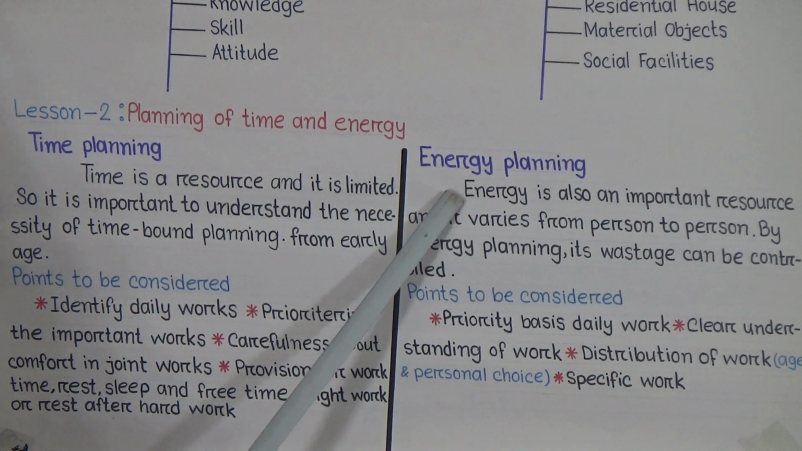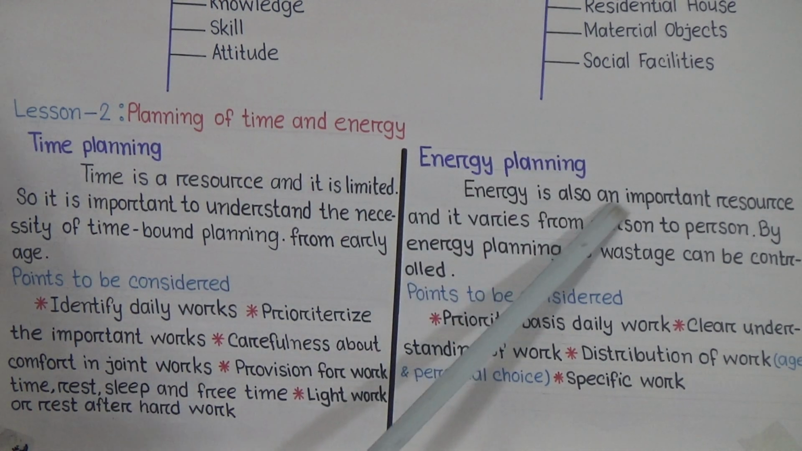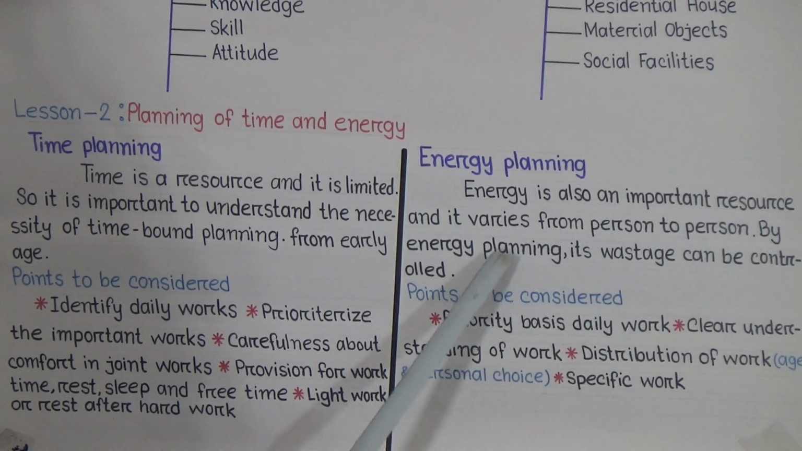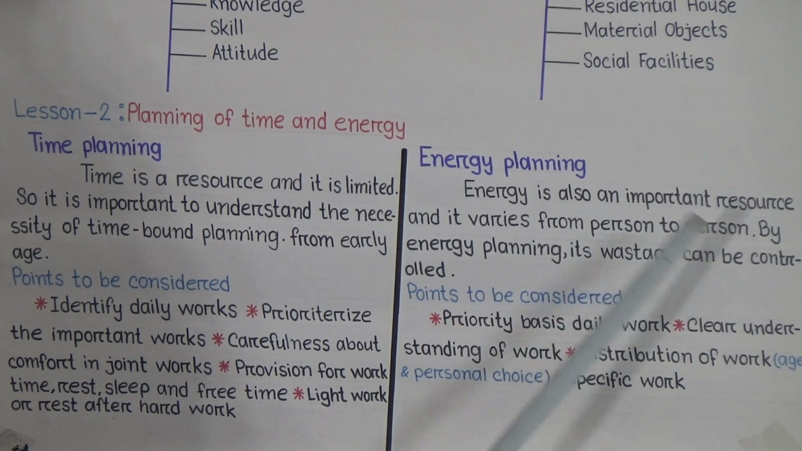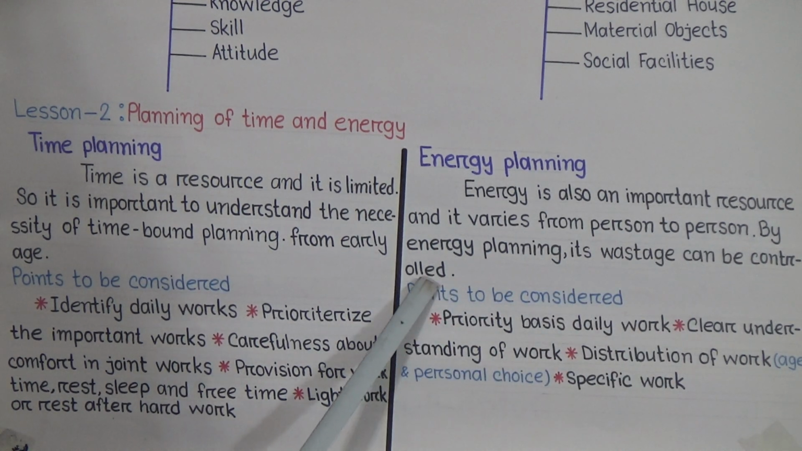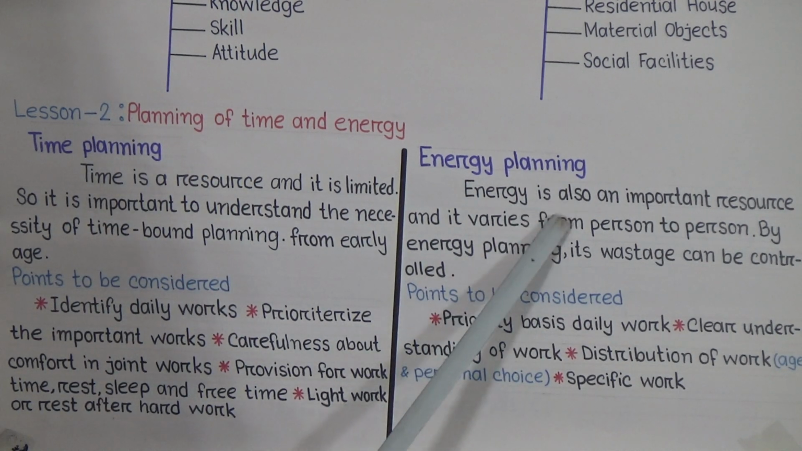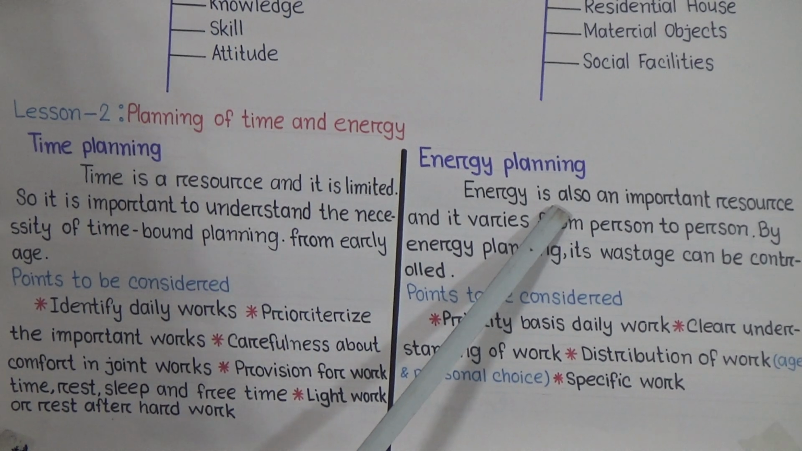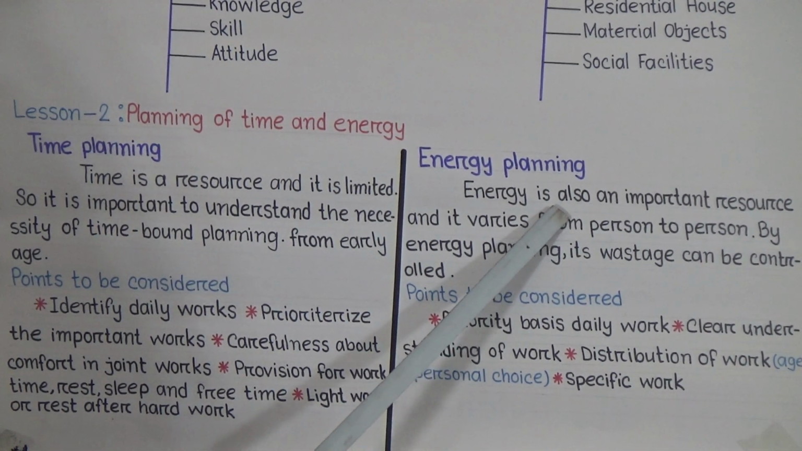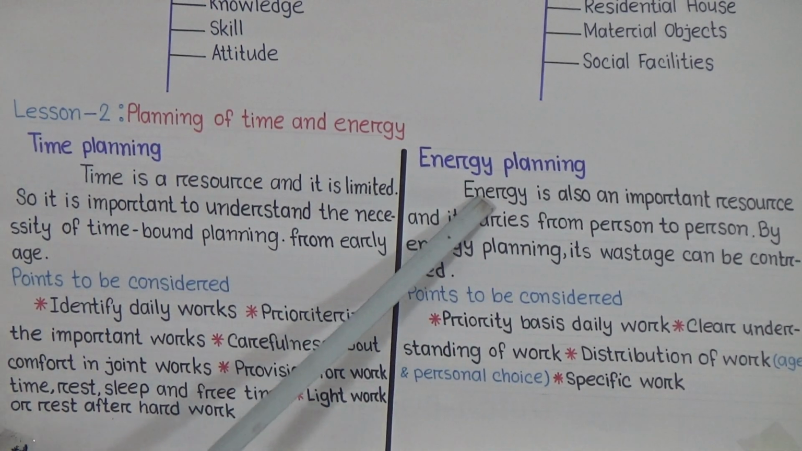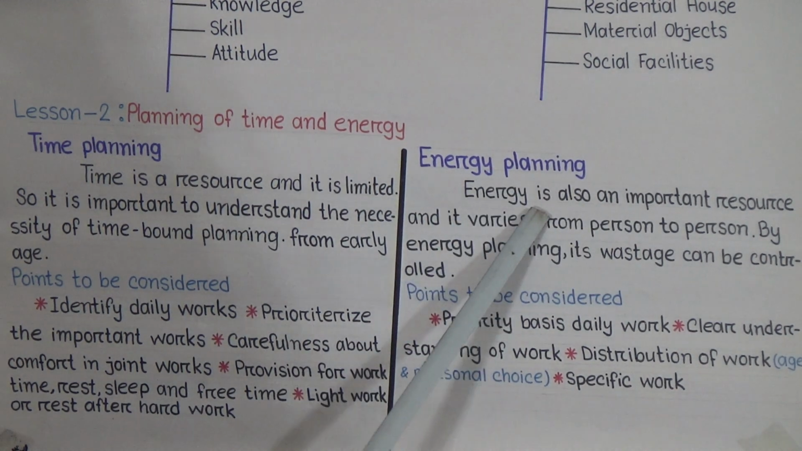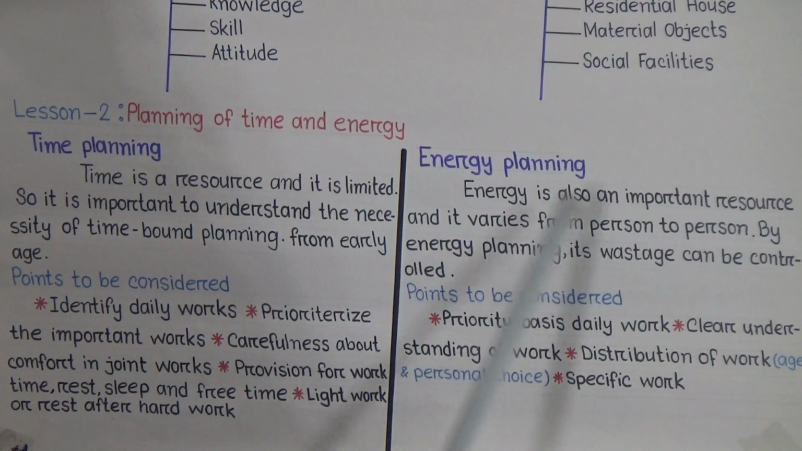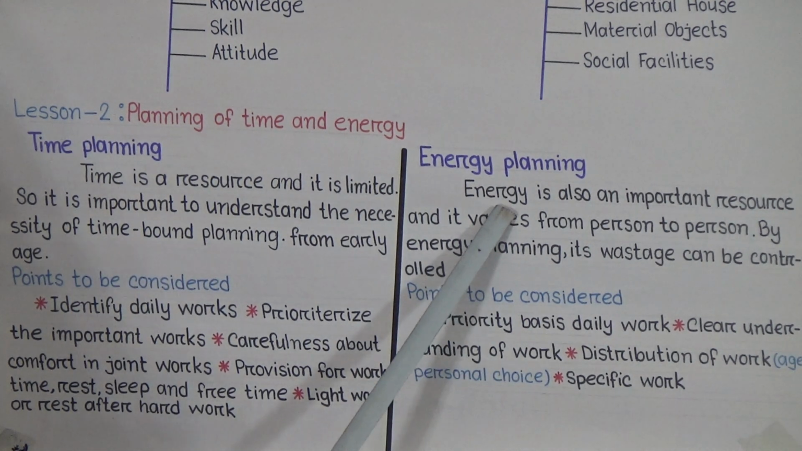Now, energy planning. Energy is also an important resource and it varies from person to person. Why energy is wasted can be controlled. So, like time, energy is also an important resource. Think that you have money, you have land, you have time, but you don't have energy. You can't do anything with all this. So all things are interrelated with each other.